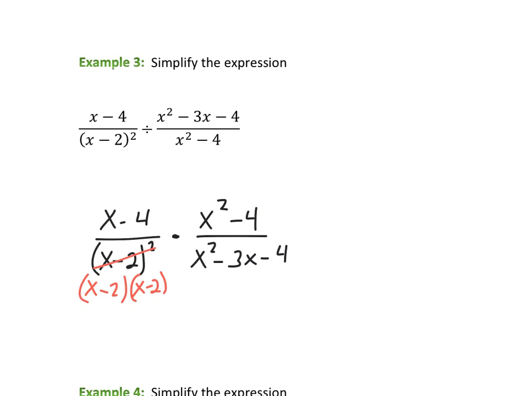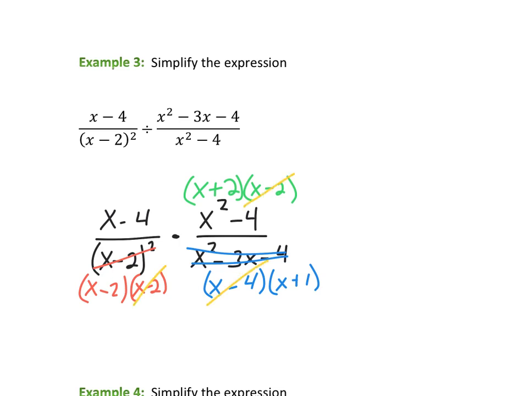The bottom right, x squared minus 3x minus 4. If you factor that, x minus 4 times x plus 1. And then if you factor the top right, it's a pattern, x plus 2, x minus 2. Let's see, what cancels out? Well, I see there's an x minus 2 in the bottom, as well as the top. There's an x minus 4 in the bottom as well as the top. I don't think I see anything else. So overall I have x plus 2 over x minus 2, x plus 1.